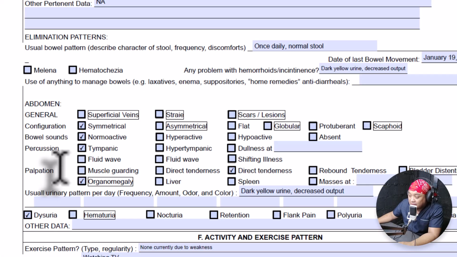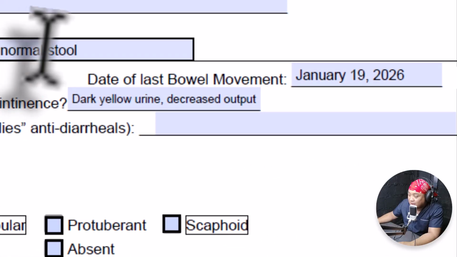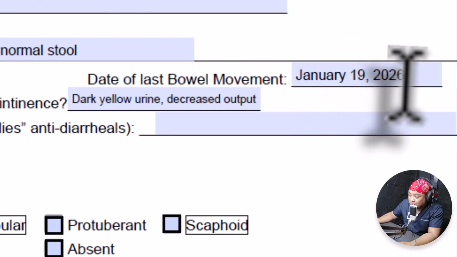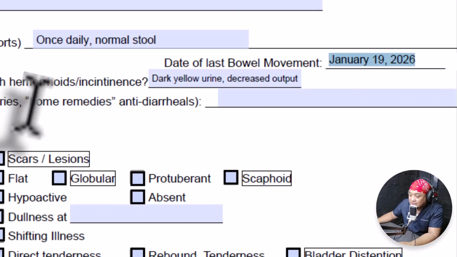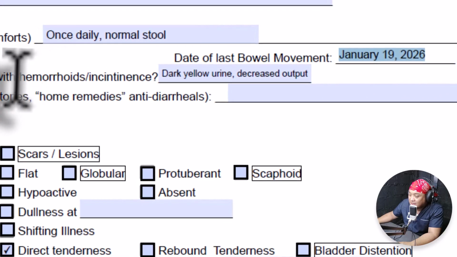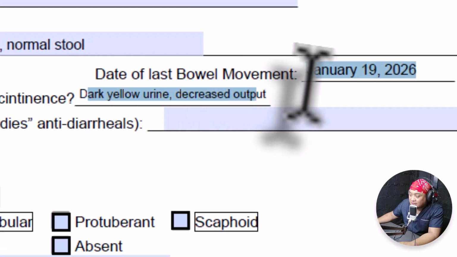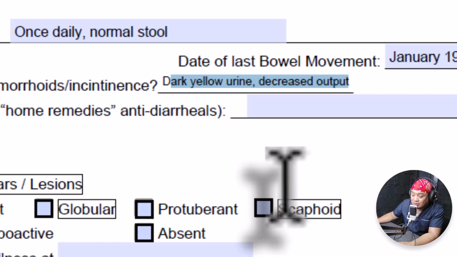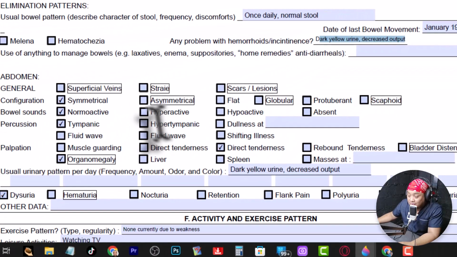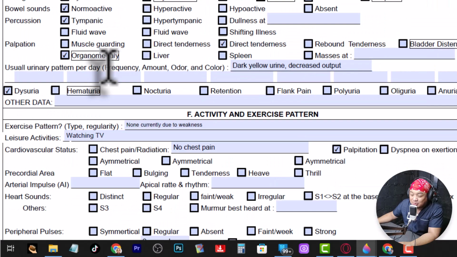For the elimination patterns, I indicated here once daily normal stool for usual bowel, last bowel movement, kasi siya last na libang, I will indicate the date. And of course, we have melena, hematochezia, and of course, any problem with the hemorrhoids, observe sa yung tae, it can be dark yellow urine, decrease in output, as expected for leptospirosis case. Now for the abdomen, this is very interesting. We are still on the second page, ang dami no.